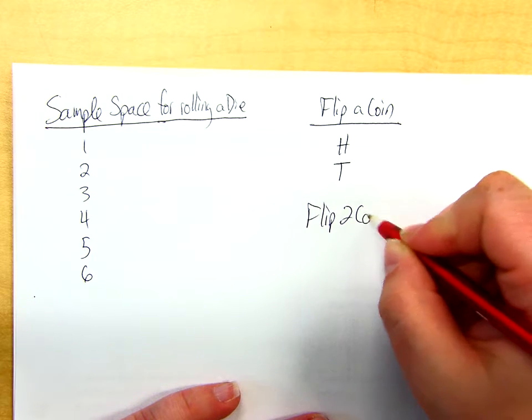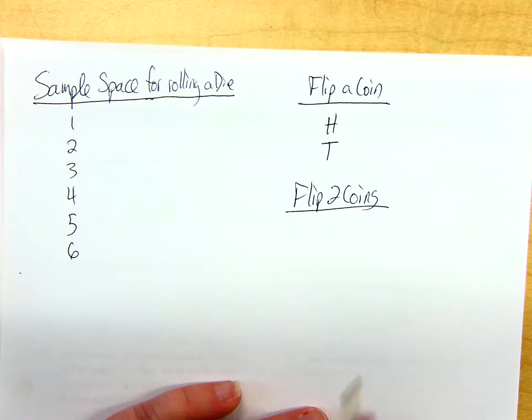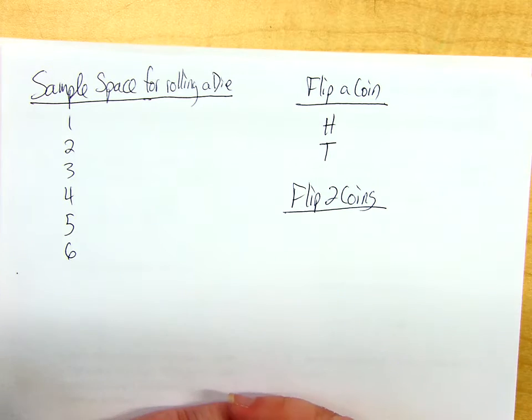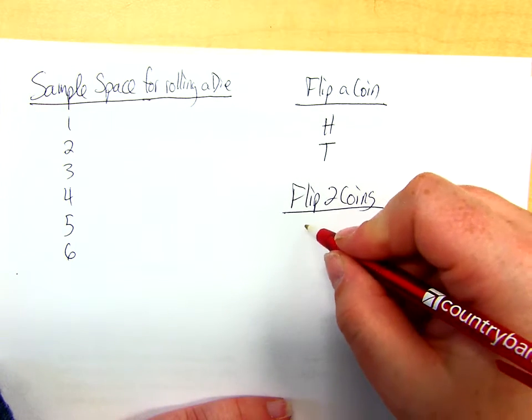What if I was going to flip 2 coins? Go ahead, write it. Write your sample space for flipping 2 coins. All the possible outcomes if I flip 2 coins. Heads, tails, heads. Well, everybody write it.